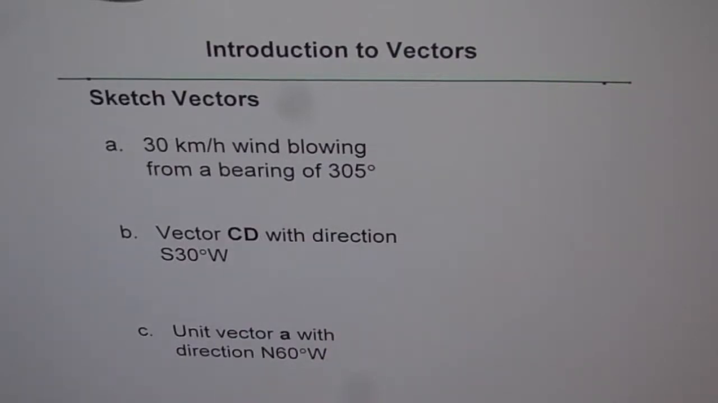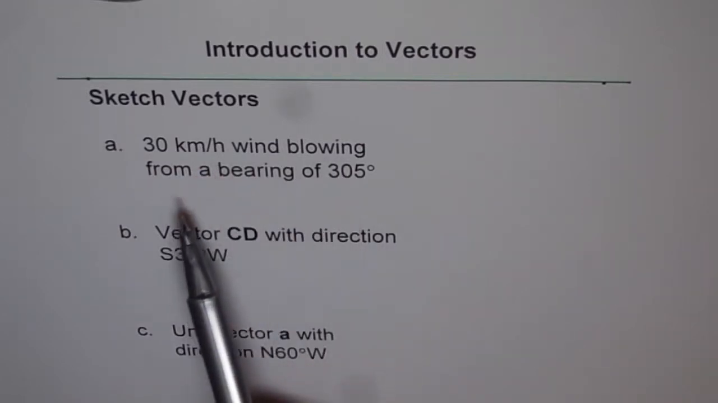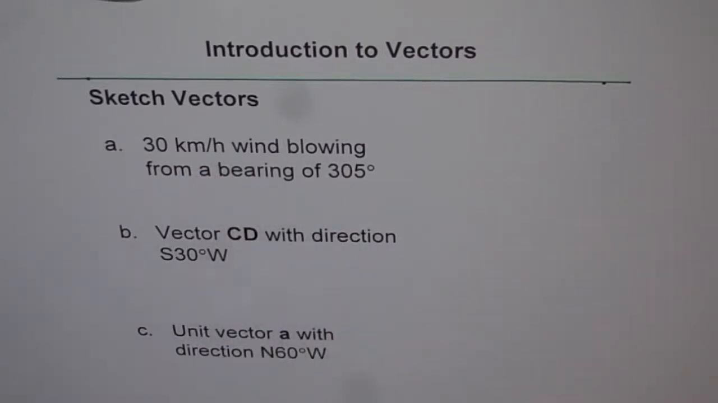This is a practice sheet for you to practice sketching vectors. We got three parts to it. Sketch vectors. Part A is 30 kilometers per hour, wind blowing from a bearing of 305 degrees. Part B is vector CD with direction as 30 degrees west.